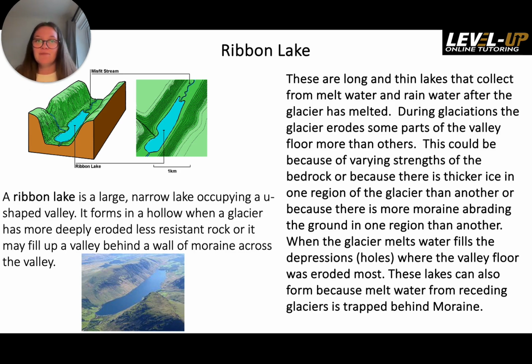During glaciation, the glacier erodes some parts of the valley floor more than others. This is often due to the strength of the bedrock, or because there's thicker ice in one region than another. When a glacier melts, it fills these depressions or holes where the valley floor was eroded most. These lakes can also form because meltwater from receding glaciers, so glaciers that are retreating, is trapped behind a moraine, which is essentially a barrier or a dam caused by the glacier moving sediment forward.